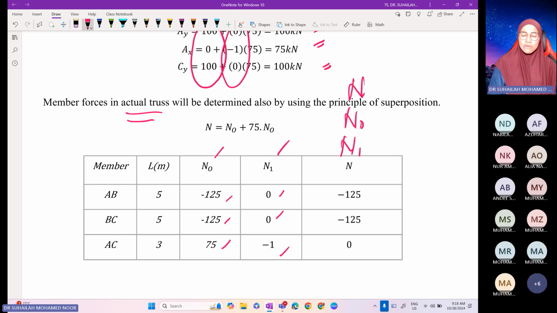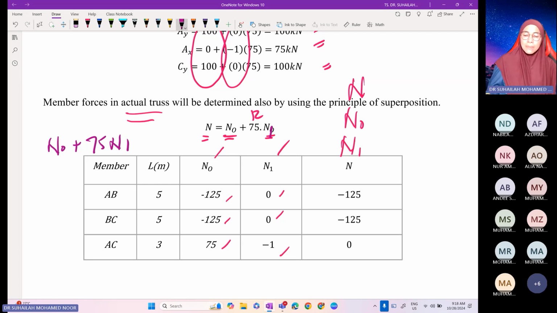Okay, so ikut format tadi, ni actual, ni primary, ni redundant. Redundant mesti kena kali dengan redundant value. Pada yang ni mesti kali dengan redundant, so it is 75 and N1, and N0 pula. So formula dia adalah N0 plus 75 N1, bukan N0. Typo kat situ, sorry, typo.